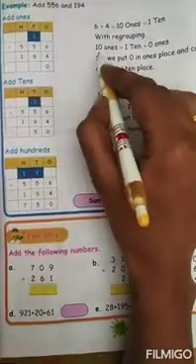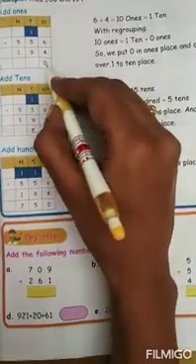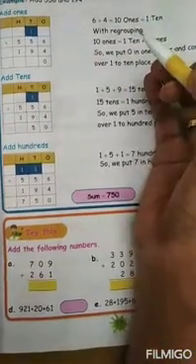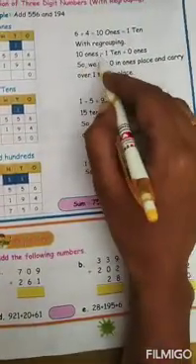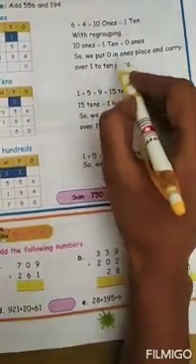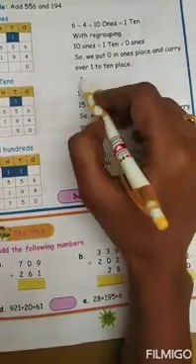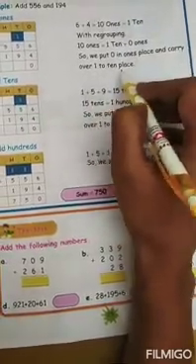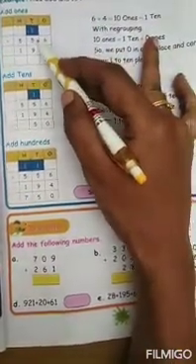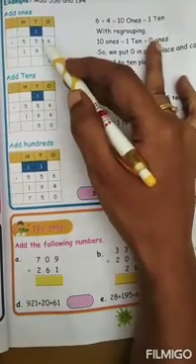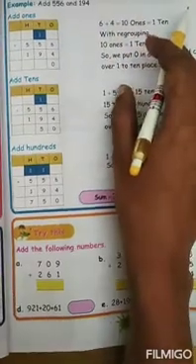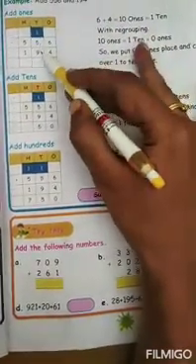With regrouping, what should you write? You have to write 0 in ones place and 1 in tens place. Okay, so see, 10 ones means it is 1 ten and 0 ones. So we have to put 0 in ones place and carry over 1 to tens place. After that, while adding, what will you add? Along with the digits in tens place, you have to add this 1 also. Okay, so 1 plus 5 plus 9.